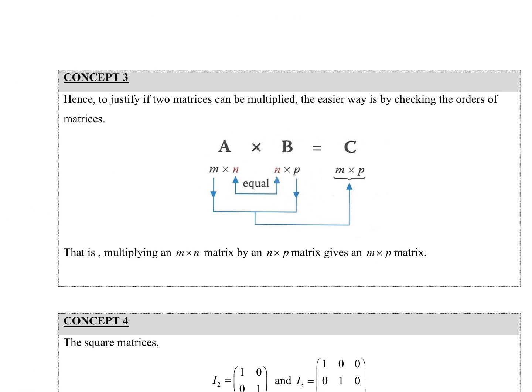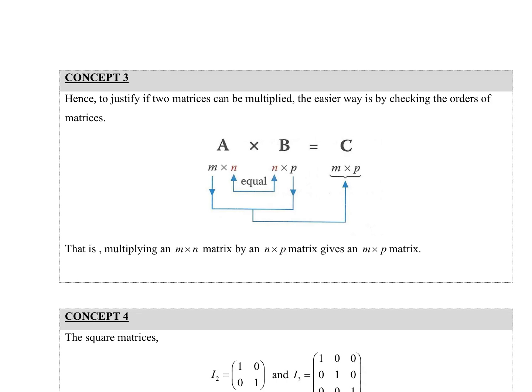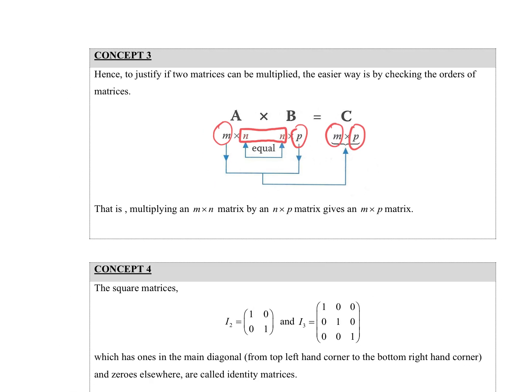So the idea that they are talking about is the same thing I told you. These two must match. If not, the matrix multiplication cannot happen. The final order follows these two. Okay, so they just write it in algebra terms.